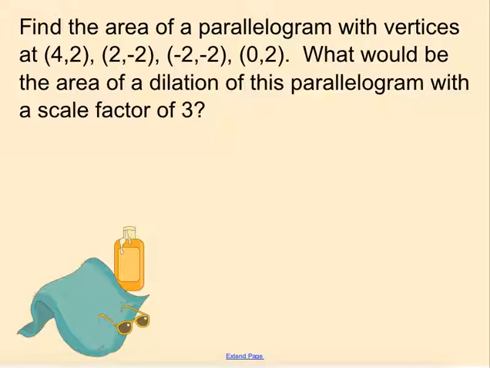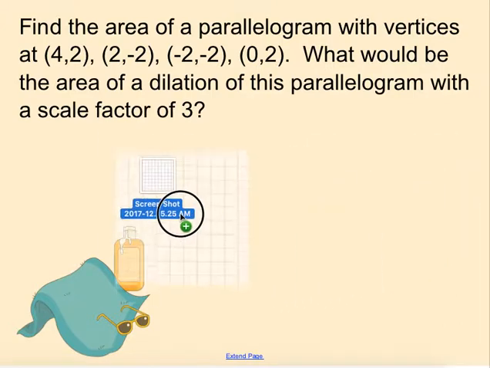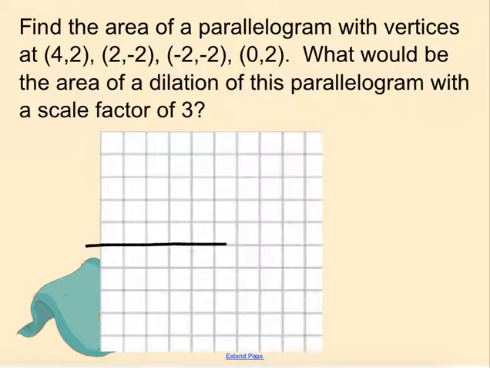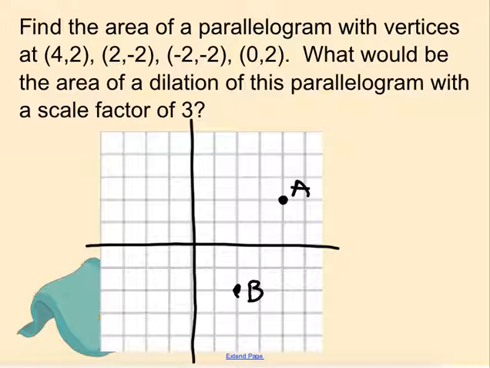All right, find the area of a parallelogram with vertices at 4, 2, 2, negative 2, negative 2, negative 2, and 0, 2. So let me just pull a coordinate plane over so I can graph these a little bit easier. So we're going to have, let's say A at 4, 2, B at 2, negative 2, C at negative 2, negative 2, and D at 0, 2 up here.